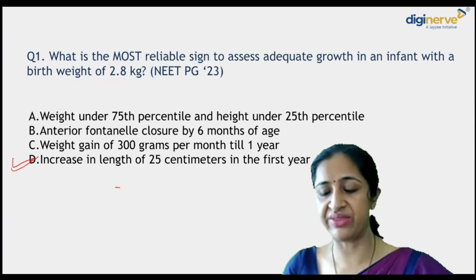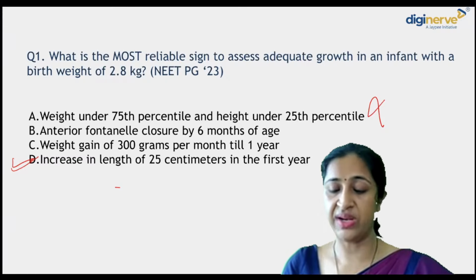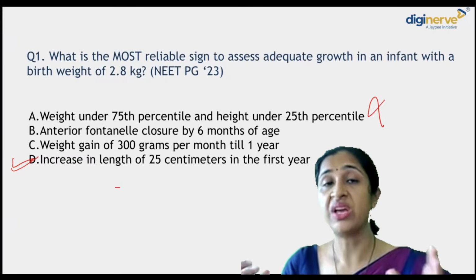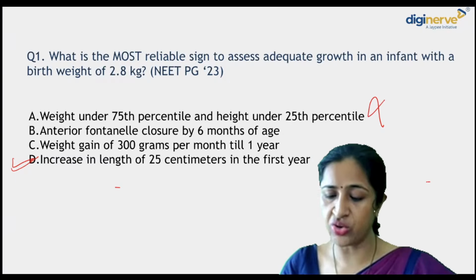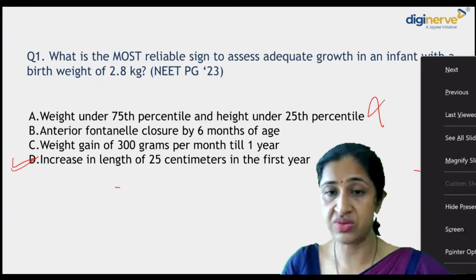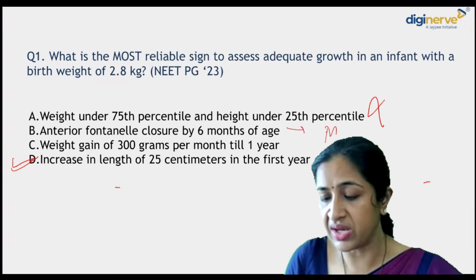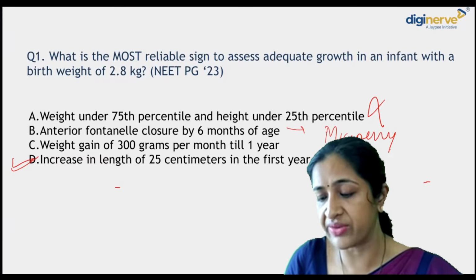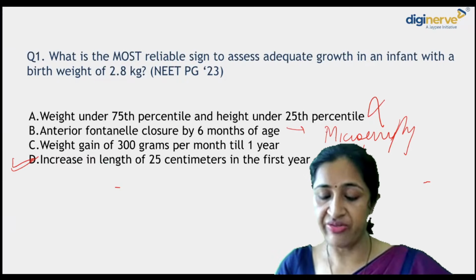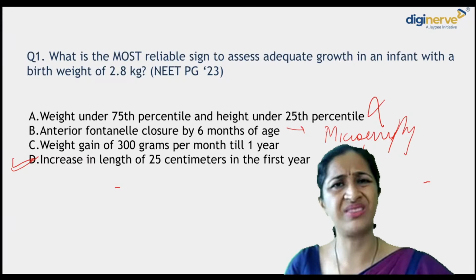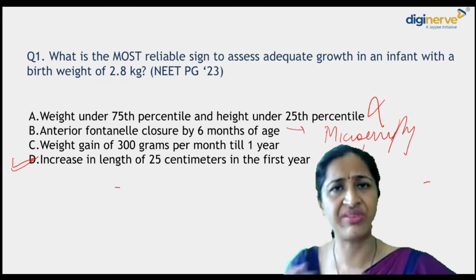Weight under 75th, height under 25th is definitely wrong, because weight under 75th, height under 25th, above 10th and above 3rd is normal. Anterior fontanelle closure by 6 months of age is worrisome, because this means it is either developing some acquired microcephaly or the brain is not growing. Weight gain of 300 grams per month? No, 300 grams per day. 300 grams per month is never recorded.